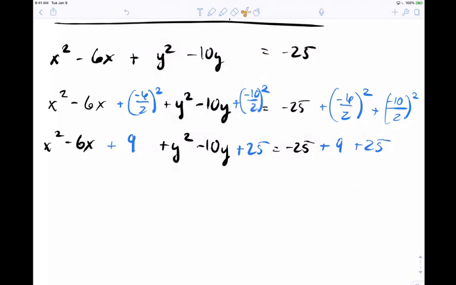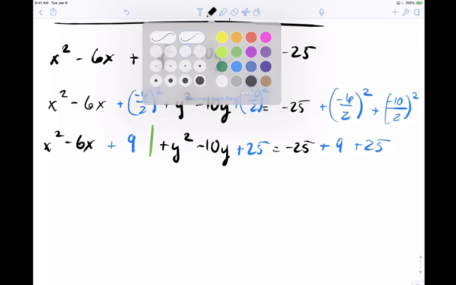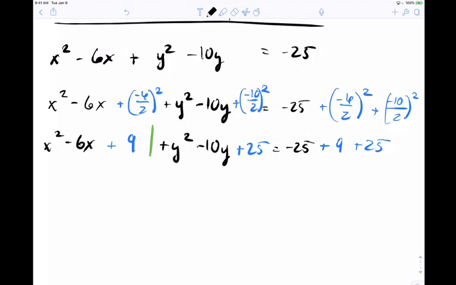So now, if we focus on the first three terms, we can factor that. What does it factor into? Ultimately, you should be able to get it to factor into x minus 3 squared, right? And then the second one factors into y minus 5 squared. And then on the right, notice these cancel. This cancels this. And then we just have 9 on the right.